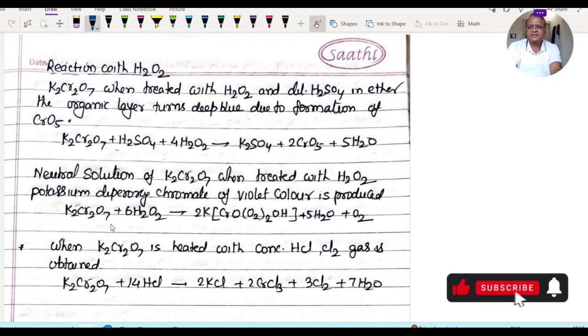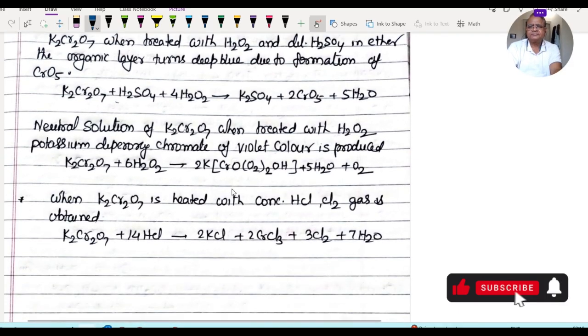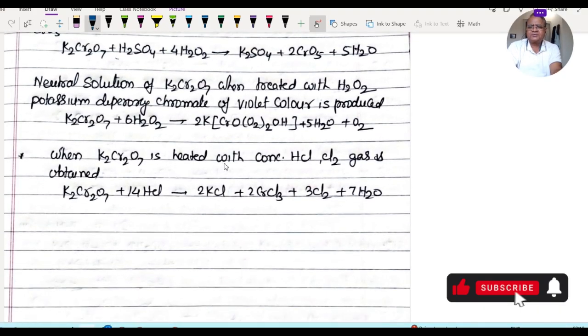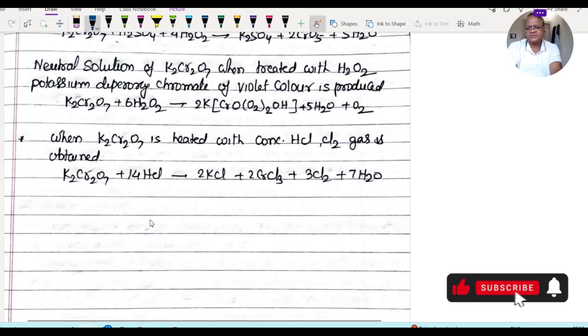Reaction with H2O2, a very important reaction. K2Cr2O7 when treated with H2O2 in dilute H2SO4 in ether, the organic layer, the ether layer, turns deep blue due to formation of CrO5. Deep blue is the color of CrO5. In neutral solution, K2CrO4 treated with H2O2, potassium diperoxychromate of violet color is produced. K2Cr2O7 is heated with conc. HCl to form Cl2 gas.